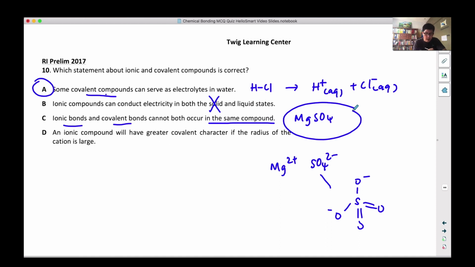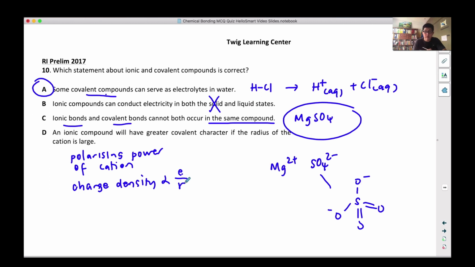An ionic compound will have greater covalent character if the radius of the cation is large. So when you look at a cation, we are looking at the polarizing power of the cation. I'll go and write it down. Polarizing power of the cation, which is actually dependent on the charge density. And charge density is proportional to charge over radius.